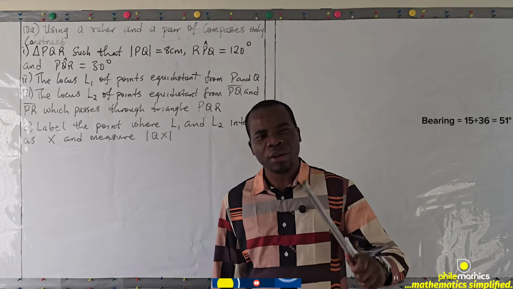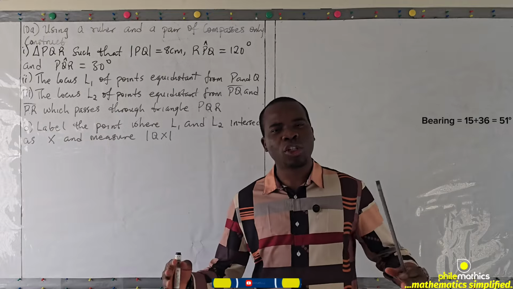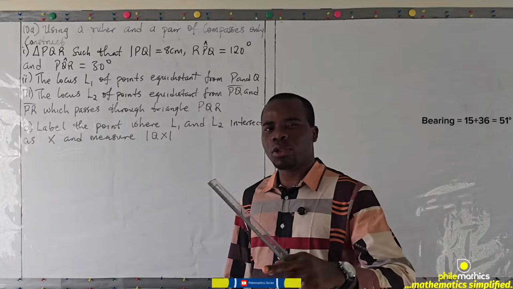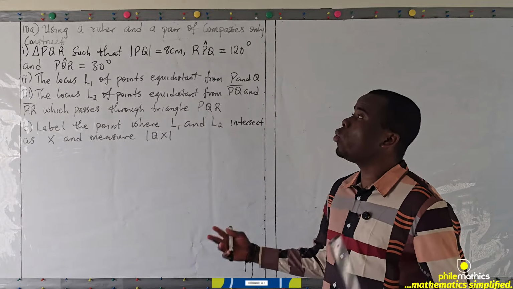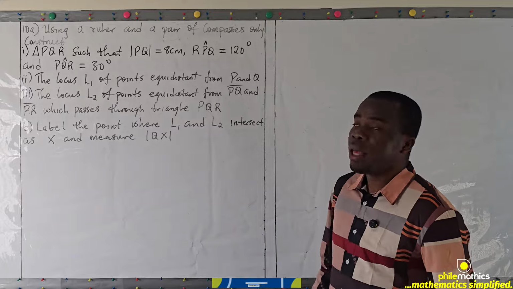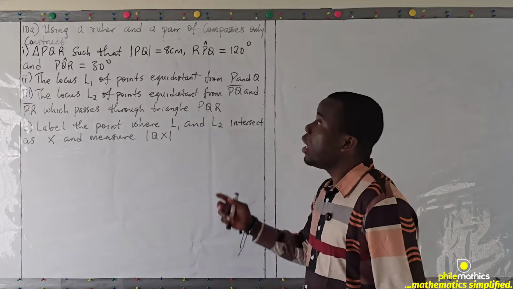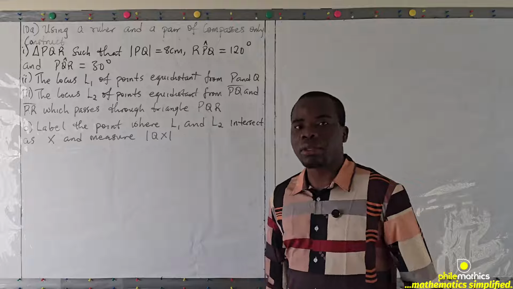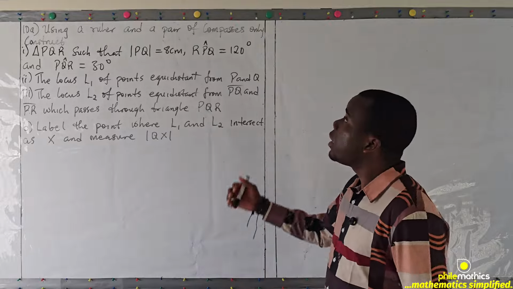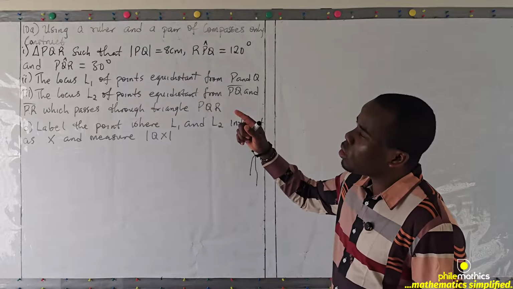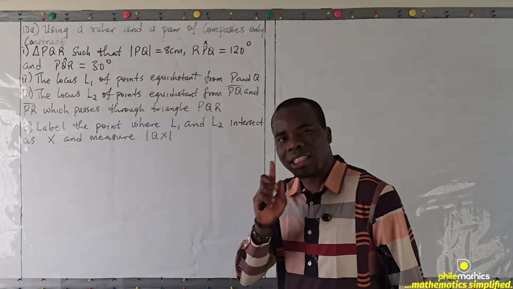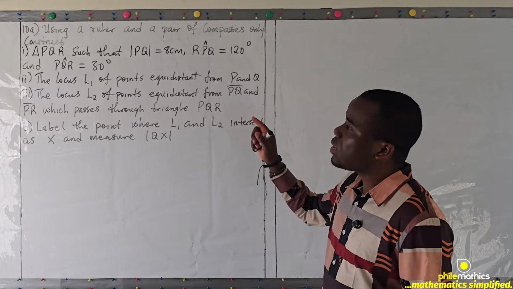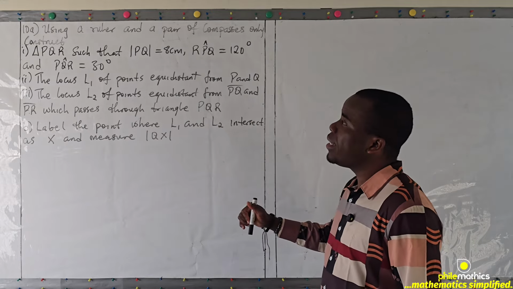Question 10 of NECO 2025 is on construction, which is one of the topics I love so much. And it says, using a ruler and a pair of compasses, just have only a ruler. The pair of compasses will figure it out without it, but you'll be guided. Construct triangle PQR.